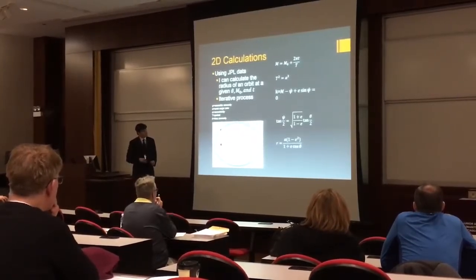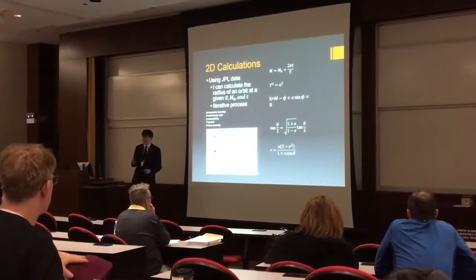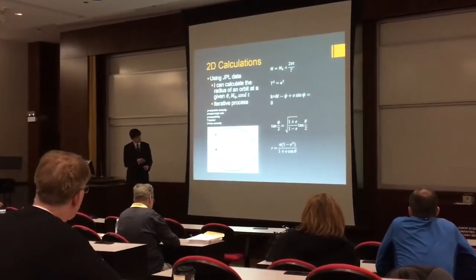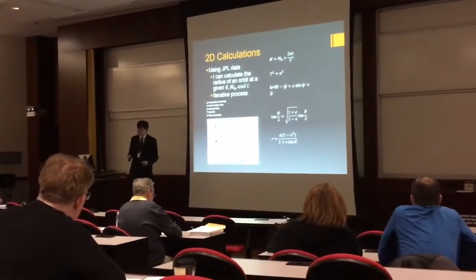Now that I have the eccentric anomaly, I can use this next equation here, and I can solve for the theta, that angle I was talking about before. And now that I have the angle, I can plug that into this last equation here, and it can solve for that distance or radius of the orbit at that specific time.